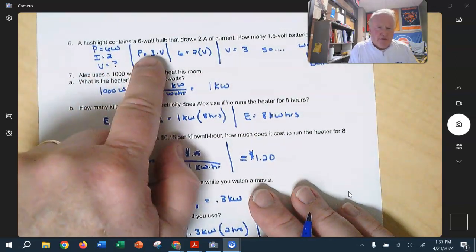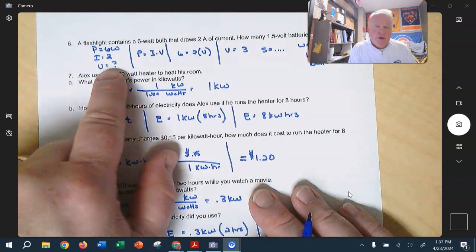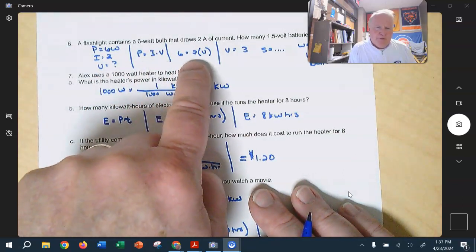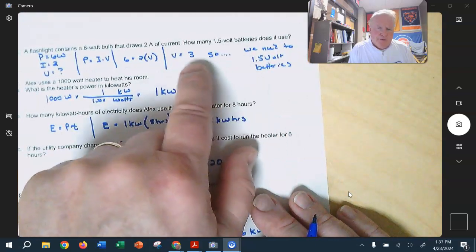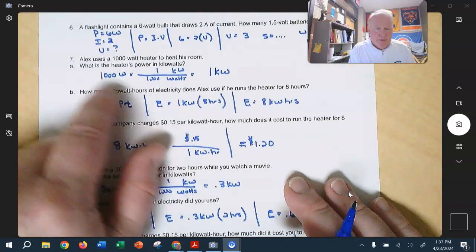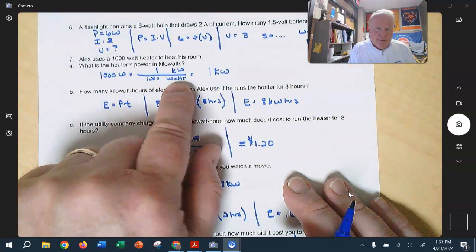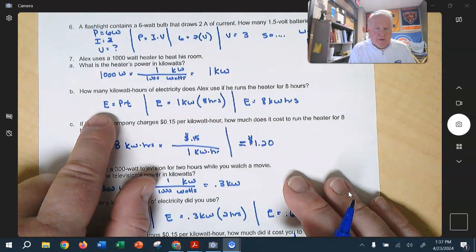We've got a flashlight, 6 watts. It's drawing a current of 2 amps. They want to know the voltage. We write down P equals I times V. We find out the voltage is 3. So if we have 1.5 volt batteries, we put them in series. We need 2 of them to work out. Okay. Another example of watts to kilowatts. Boom, right there. Then we can use this equation that we saw on the 6th or 7th page of the presentation.